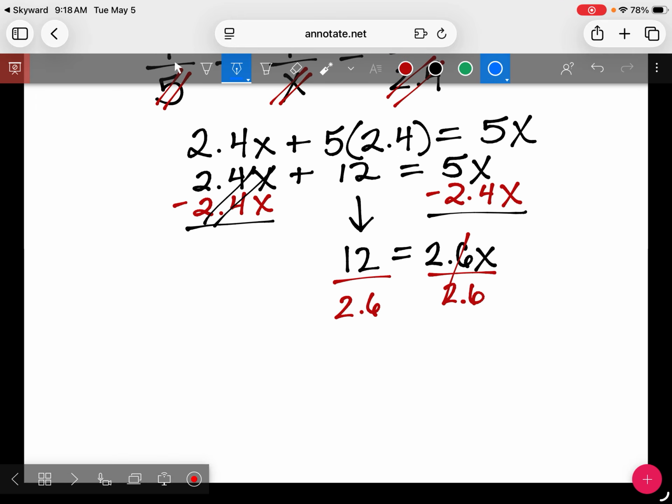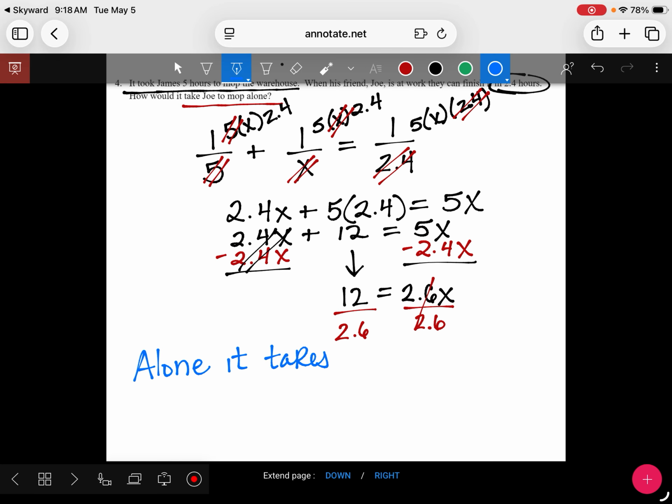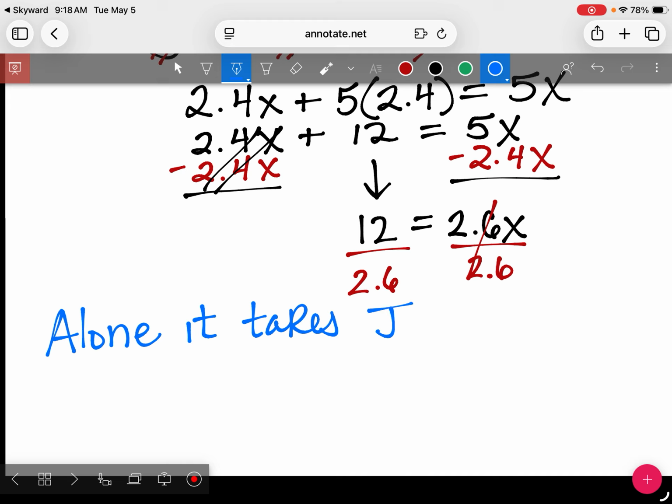So alone, because we're not looking for it together, alone it takes, who are we looking for, James or Joe? Joe. It takes Joe, 12 divided by 2.6, about 4.6 hours.